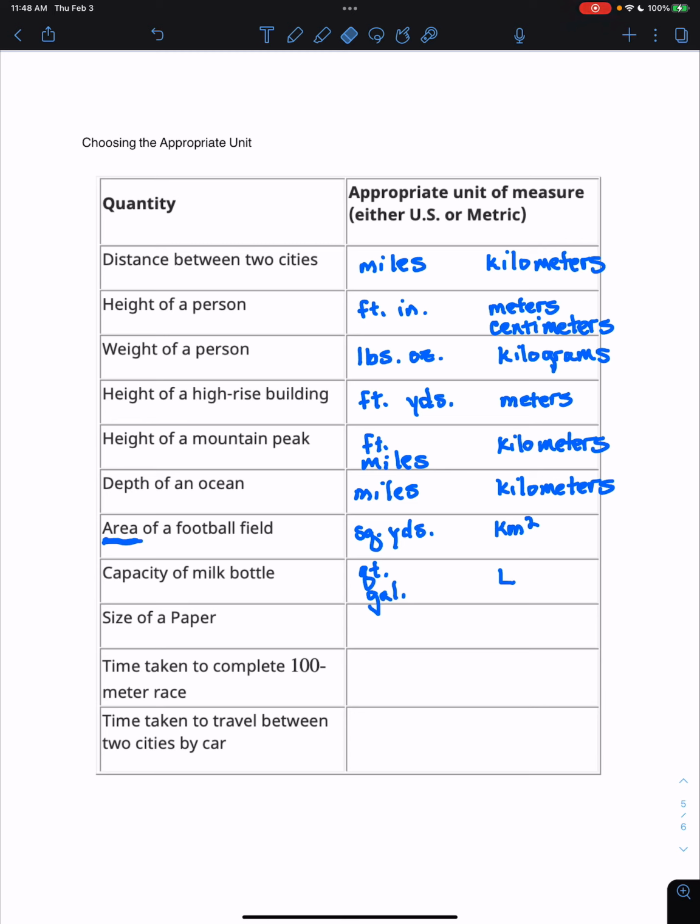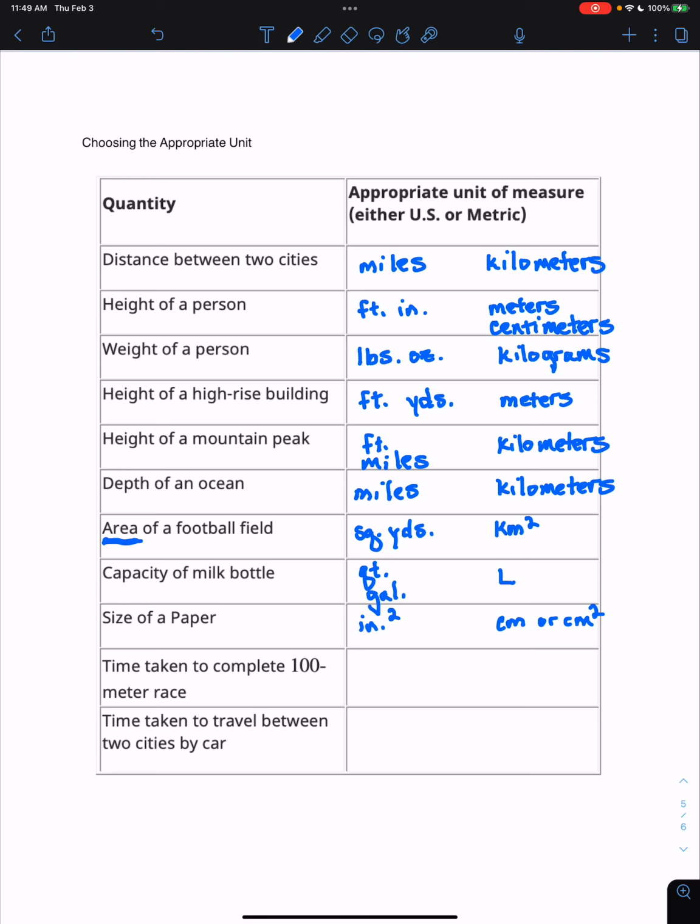Size of a paper. We might use, usually we say 8 by 10, an 8 by 10 inch paper. So there I gave it away. We'll probably use inches. We might use inches squared if we want to find the area of the paper. Here we'll probably use centimeters or centimeters squared.